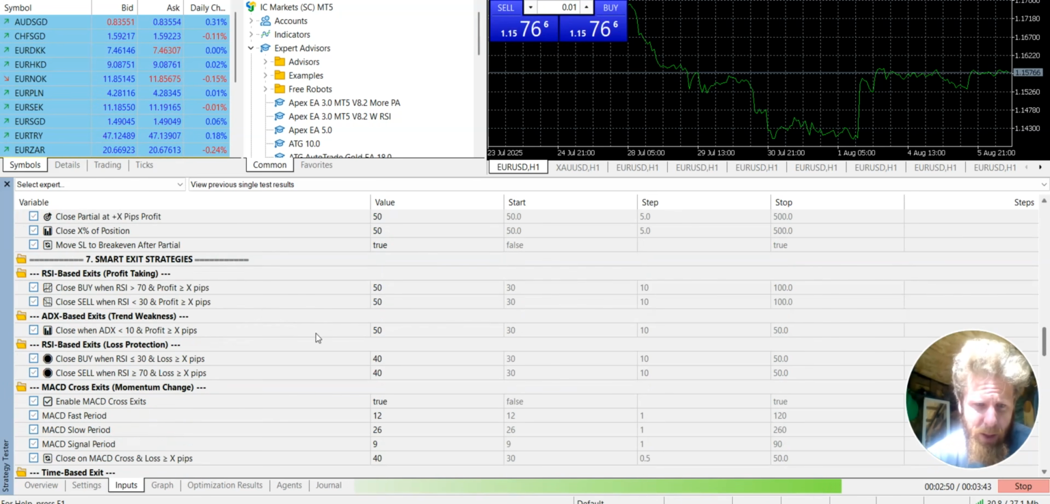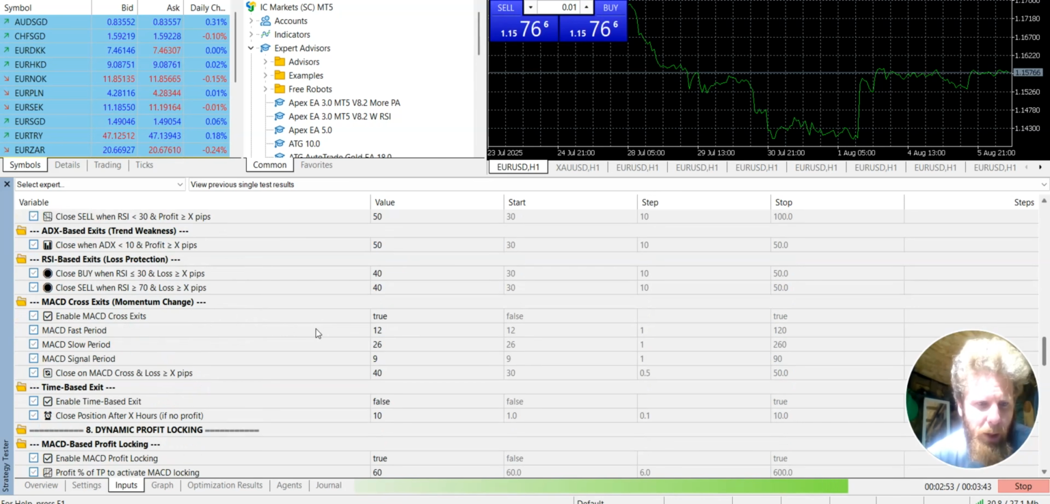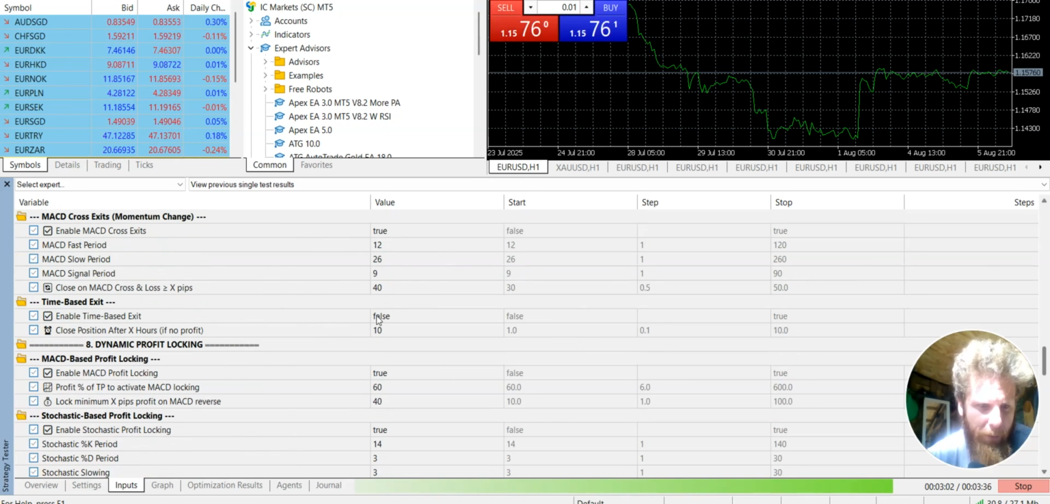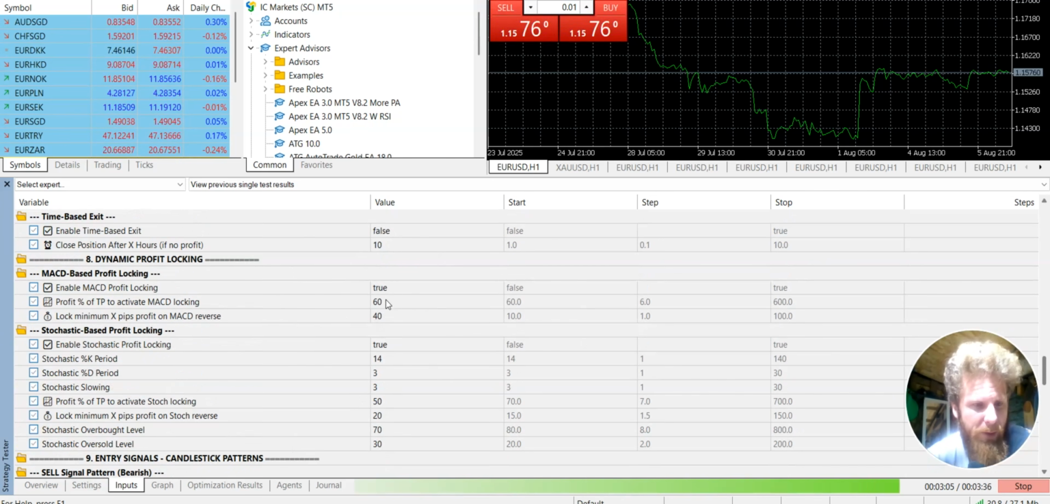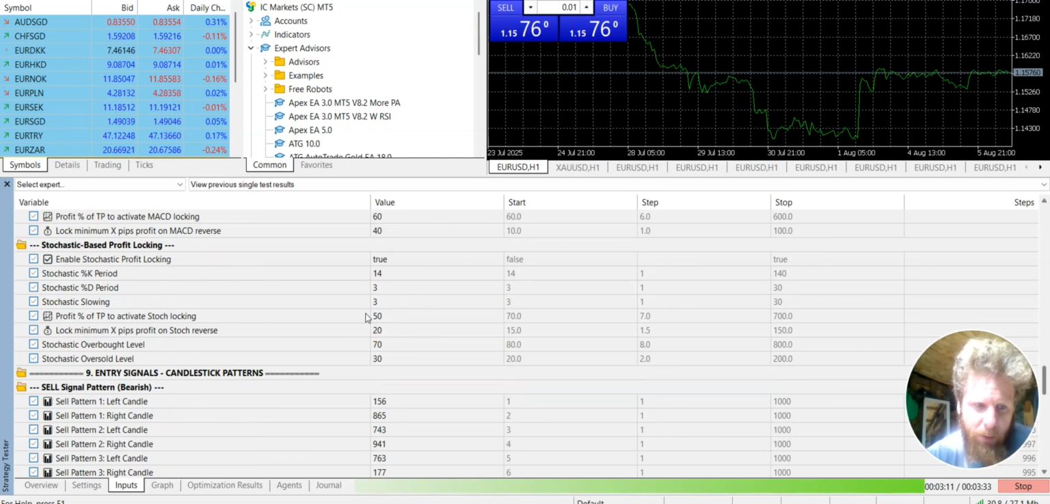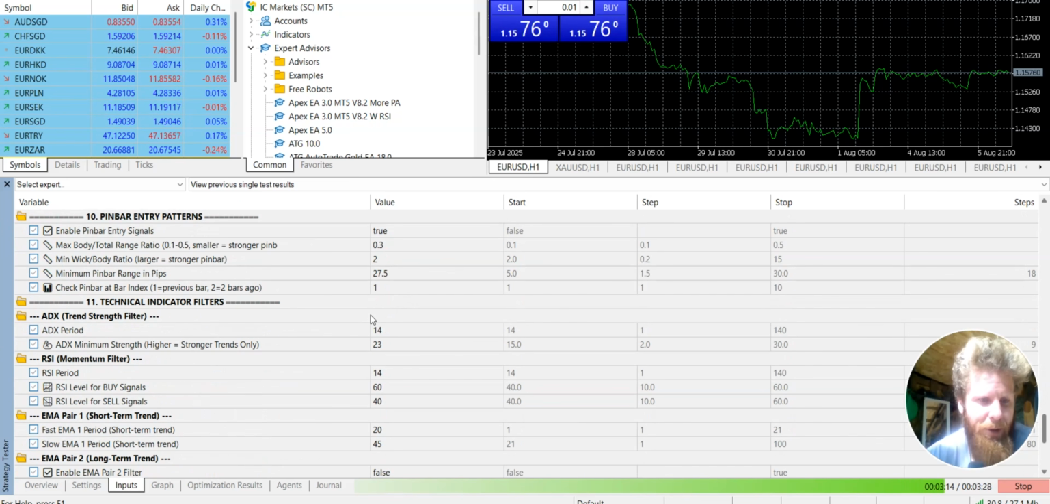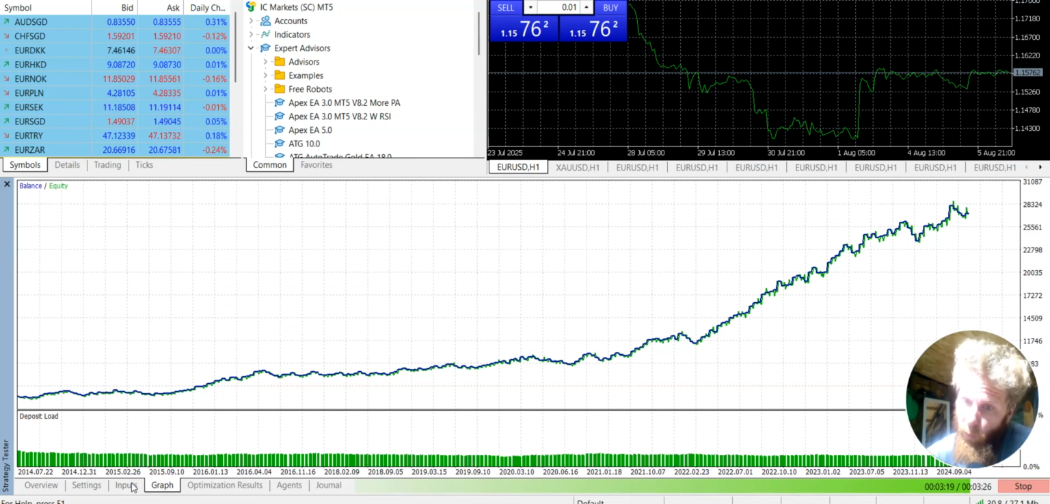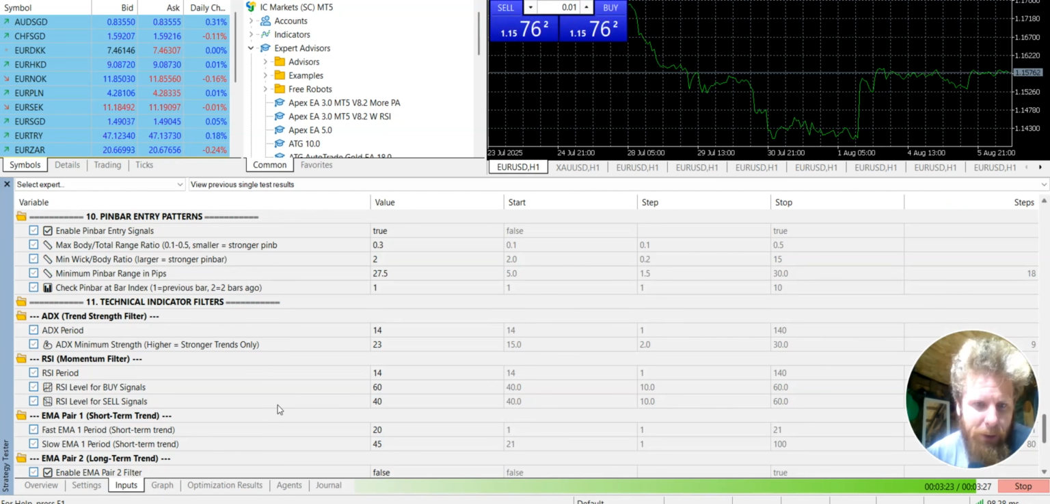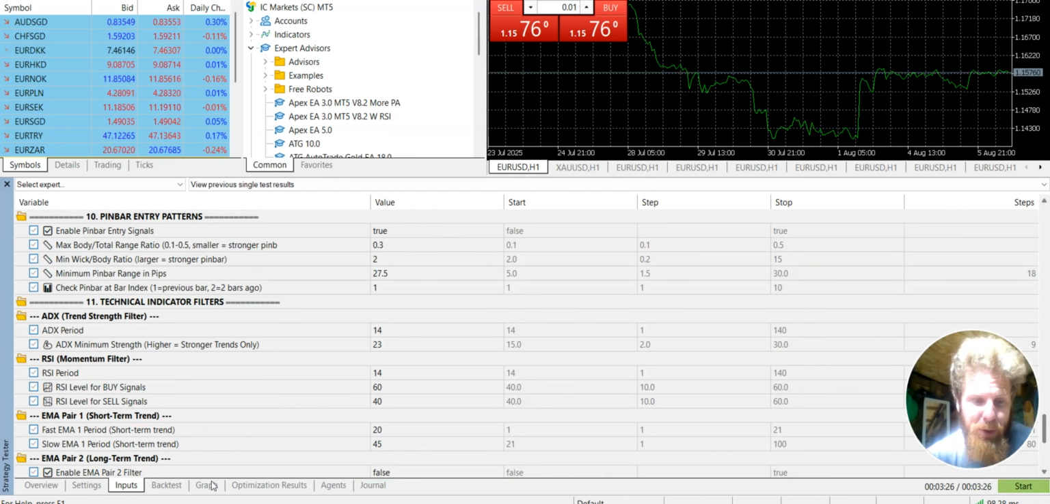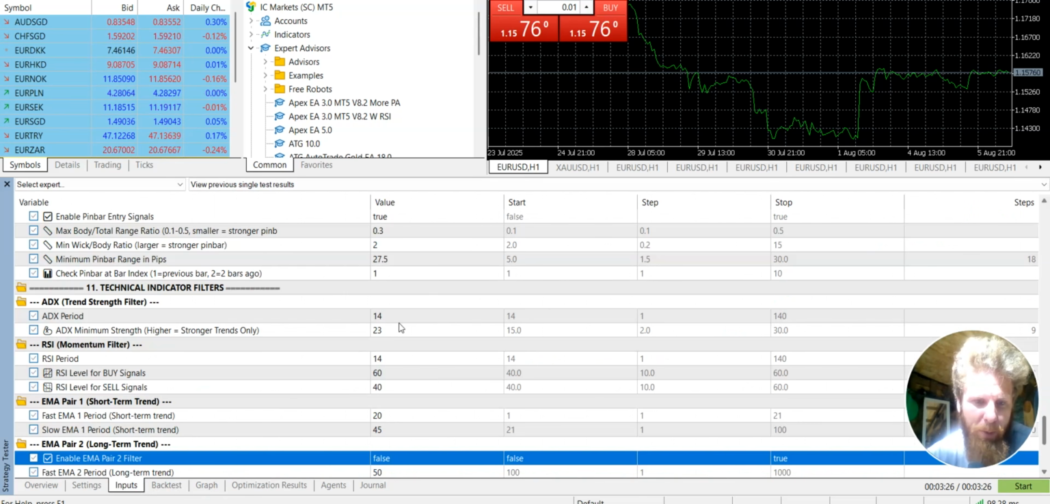smart exit strategies that are based on volatility, volume, like for example MACD cross exit, and also a pip based calculation, dynamic profit locking. It is also very important based on MACD, based on stochastic, the insanely complex price action pattern that I am not going to explain because it's secret. Wow, that is not bad. And pin bar. We have a pin bar detection where all the parameters are adjustable.